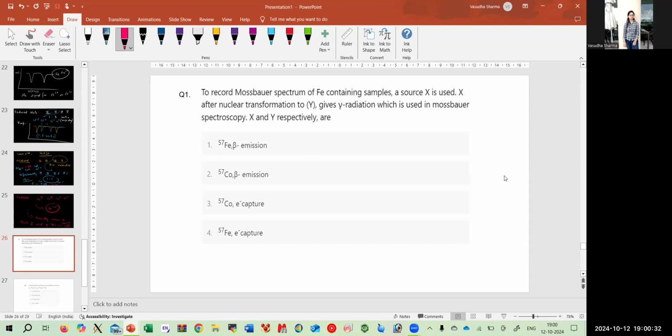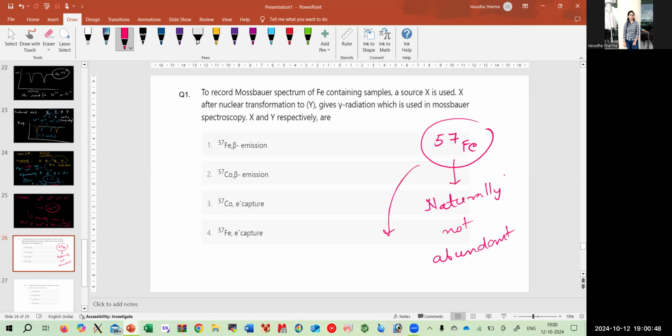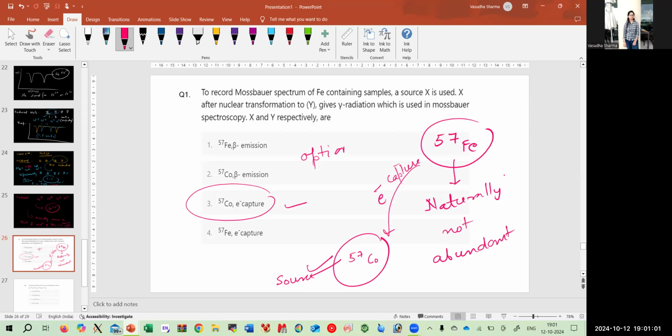So we know that since iron-57 is required, which is naturally not abundant, we take the abundant source, which is cobalt-57. So this is our source. And after electron capture, it converts to iron-57. So option 3 is the right option.